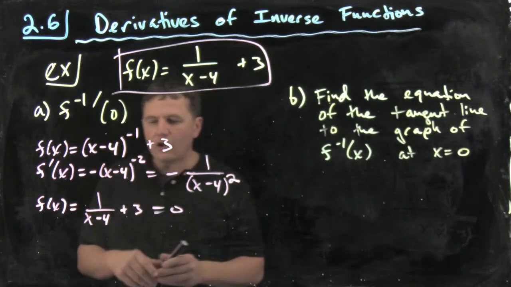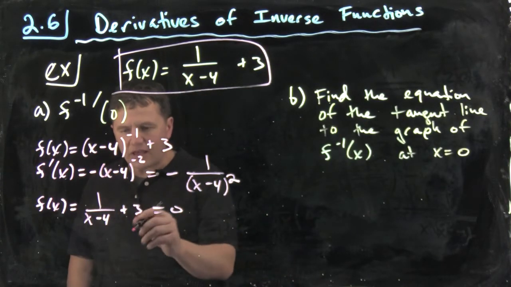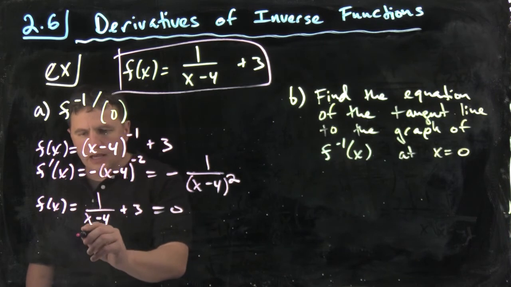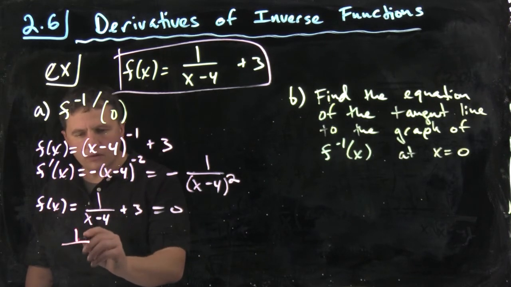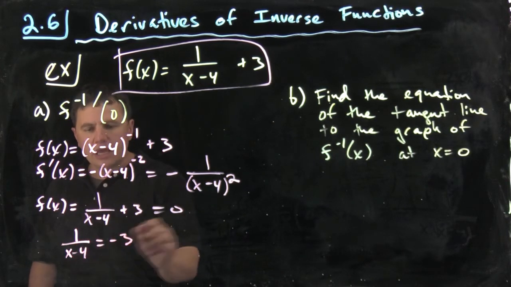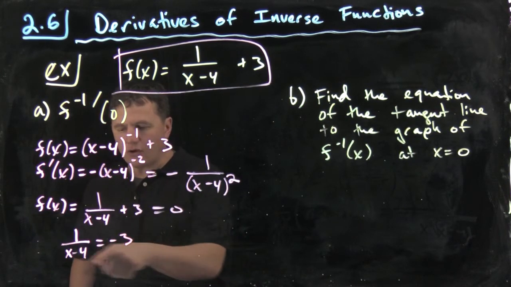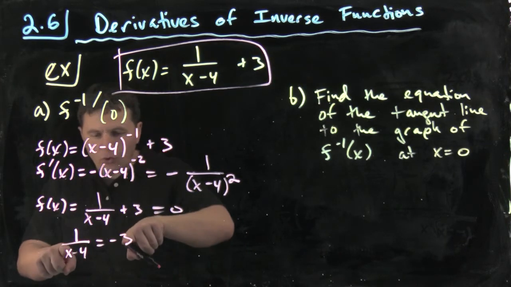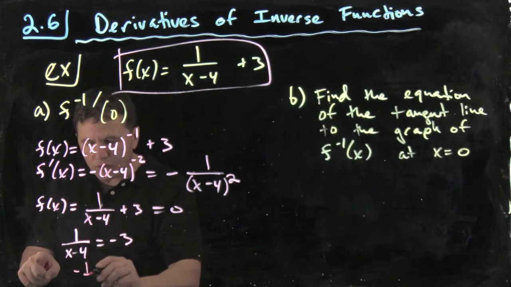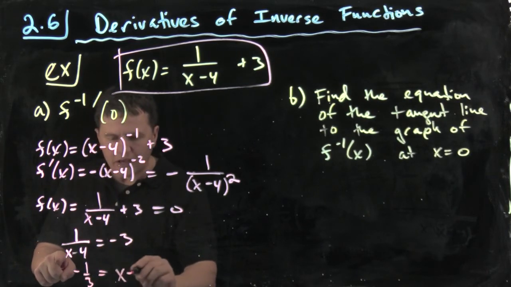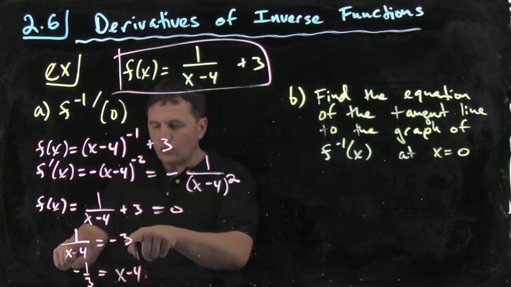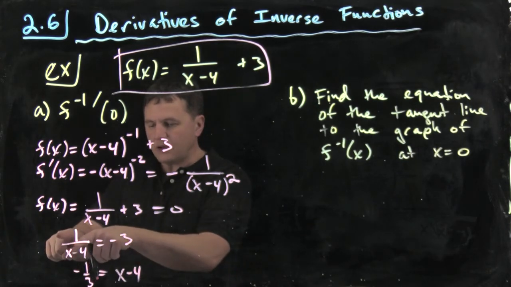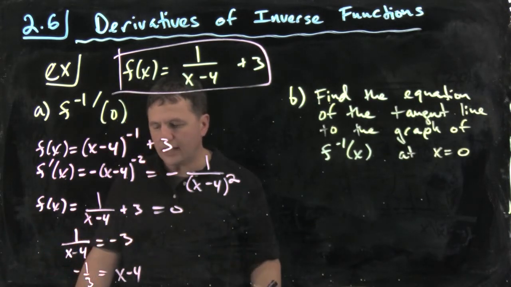All right, so let's solve this. Let's move that to the other side. So this will be, let's see, 1 over x minus 4 equals negative 3. I'm going to cross multiply and solve. If you don't mind, I'm just going to skip a step here because I'm running out of space. So this will be negative 1/3 on this side, and over here will be x minus 4. Okay, so just look at what I did there. I divided both sides by negative 3 and then multiplied by the quantity x minus 4.